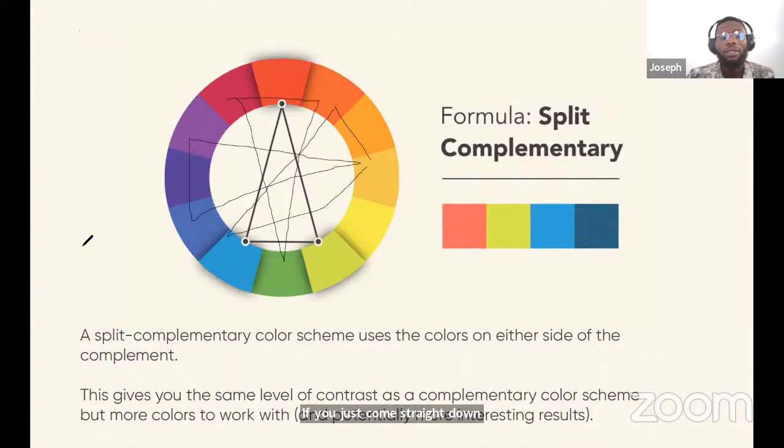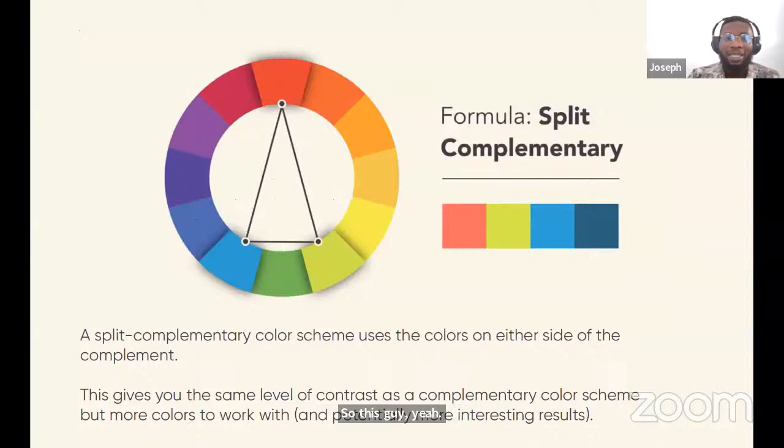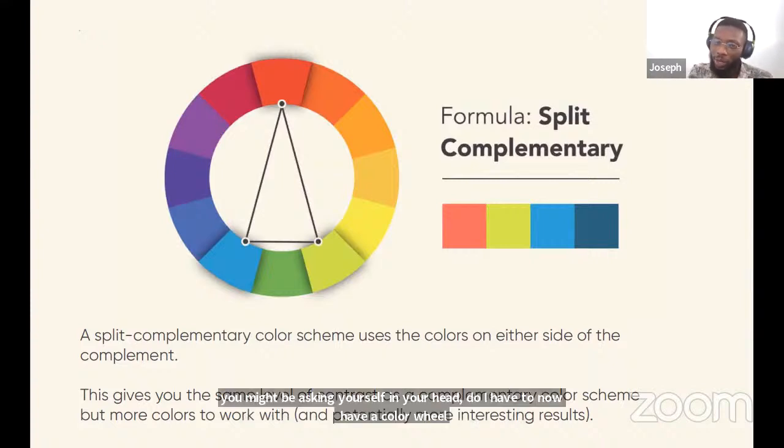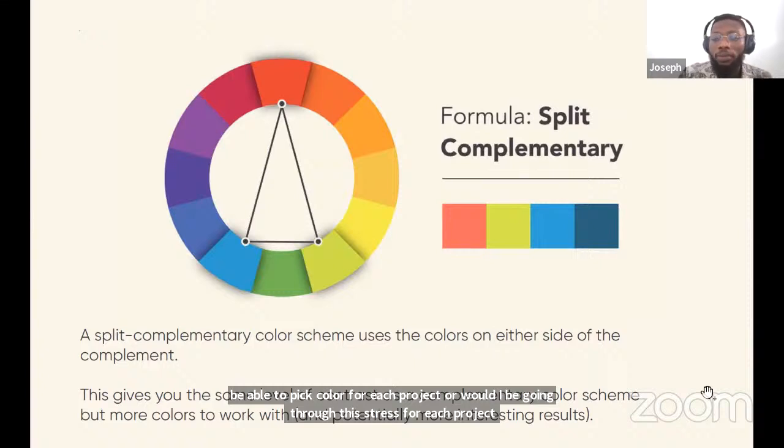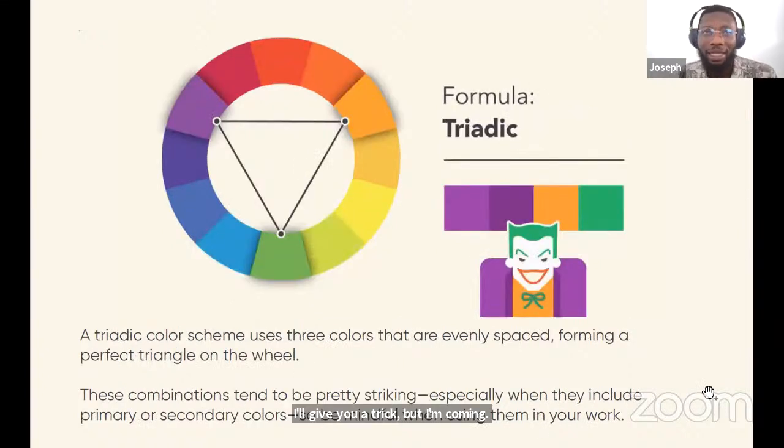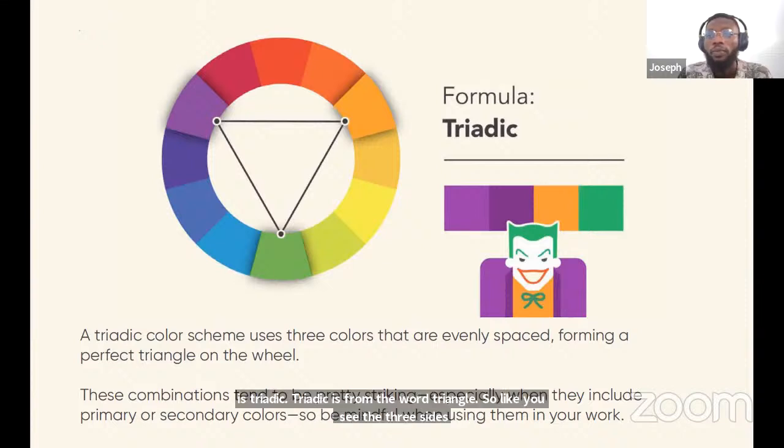Do you get it? Now, you might be asking yourself in your head, do I now have to have a color wheel to be able to pick color for each project, or would I be going through this stress for each project? I'll give you a trick, but I'm coming. Okay? This is triadic. Triadic is from the word triangle. So like you see the three sides, helping you to pick colors from three different sides.